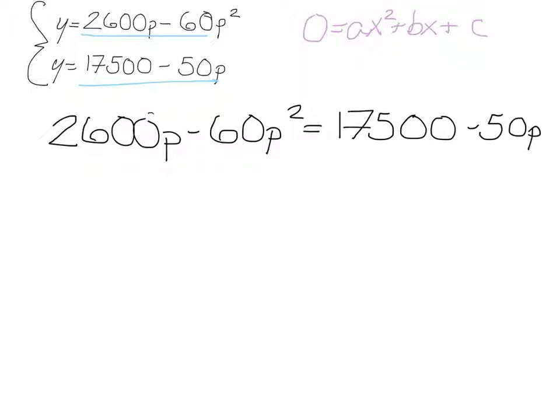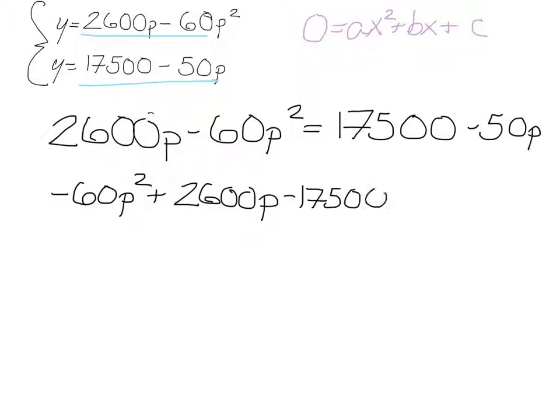So let's start by taking this 17,500 and subtracting it from both sides. So if I subtract 17,500 from 17,500, it's just going to go to 0. And then I'll also subtract it from this side. So I'm going to rewrite this as negative 60p squared plus 2600p. All I've done is just reorder these two. So 60p squared comes last, now it comes first, doesn't matter. Now I'm going to subtract this 17,500 from the left-hand side.